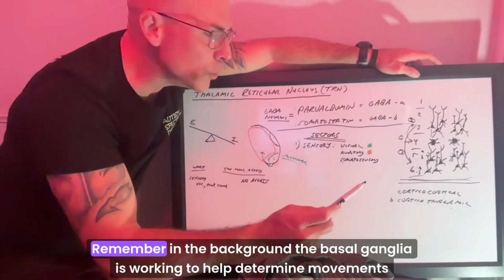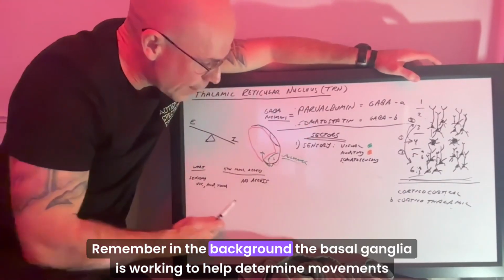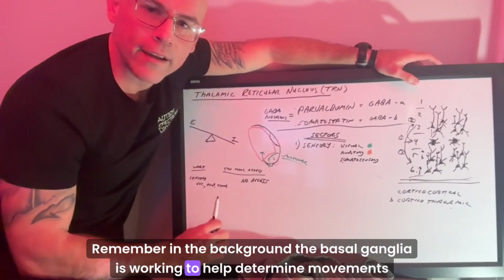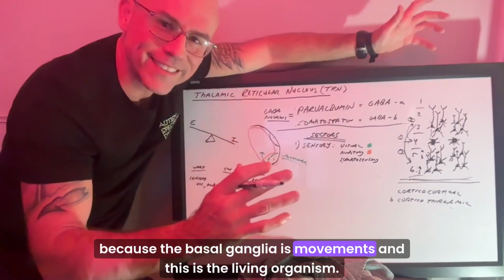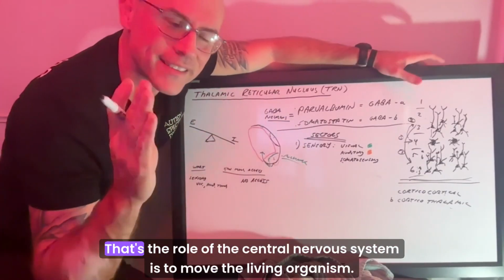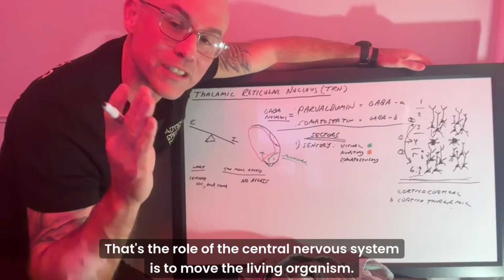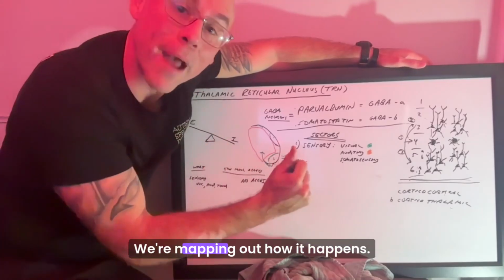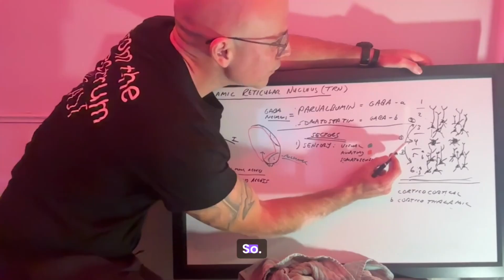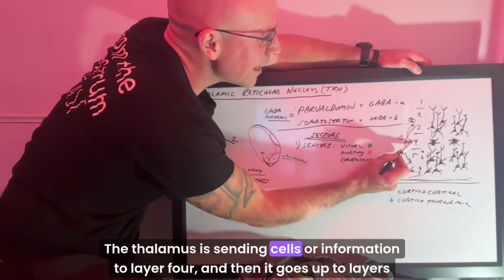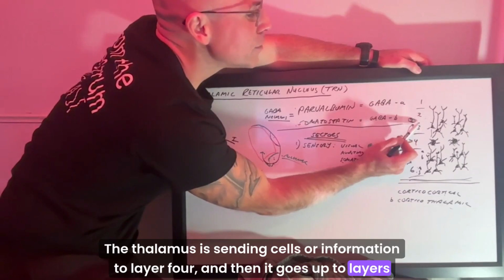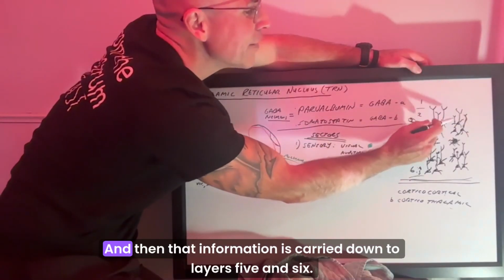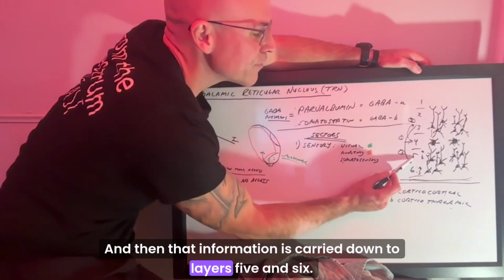What do I do? And remember, in the background, the basal ganglia is working to help determine movements, because the basal ganglia is movements, and that's the living organism. That's the role of the central nervous system, is to move the living organism. We're mapping out how it happens. So the thalamus is sending cells or information to layer 4, and then it goes up to layers 2 and 3 to receive information, and then that information is carried down to layers 5 and 6.